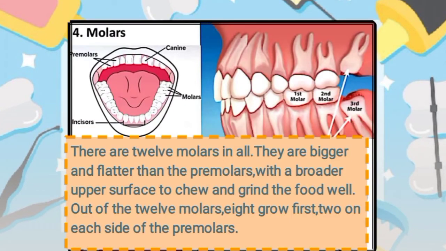Your 12 molars are your biggest and strongest teeth. You have 6 on the top and 6 on the bottom. The main 8 molars are sometimes divided into your 6-year and 12-year molars based on when they typically grow in. The large surface area of your molars helps them grind up food.